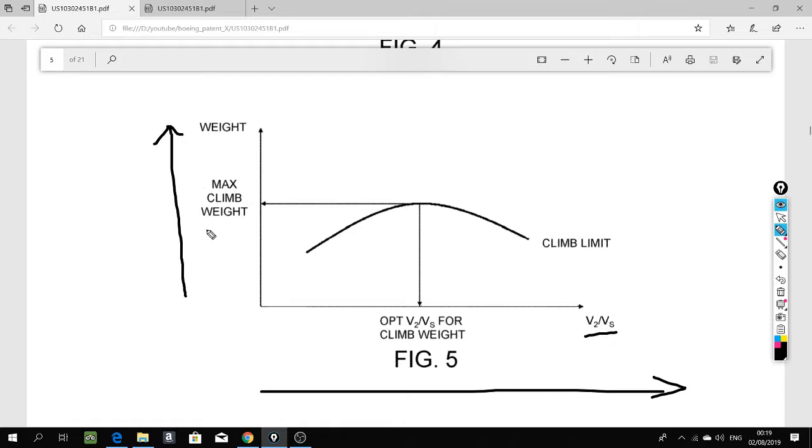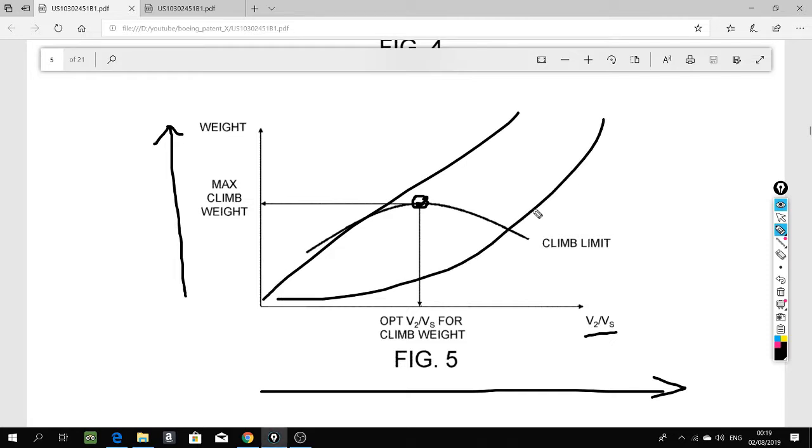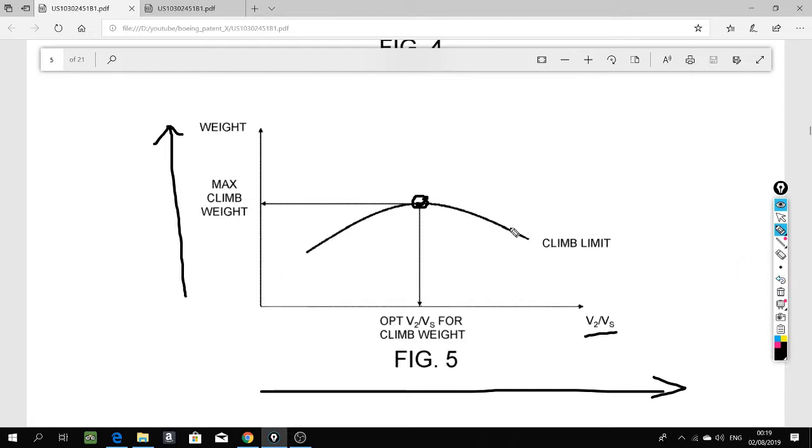And here we can see that there is an optimum V2 over VS ratio. There is an optimum point with which the aircraft can carry maximum climb weight, right? You have to remember that this diagram is not a linear diagram or an exponential diagram like this. It is an inverted parabola, right? You have to keep this in mind. It's an inverted parabolic diagram.